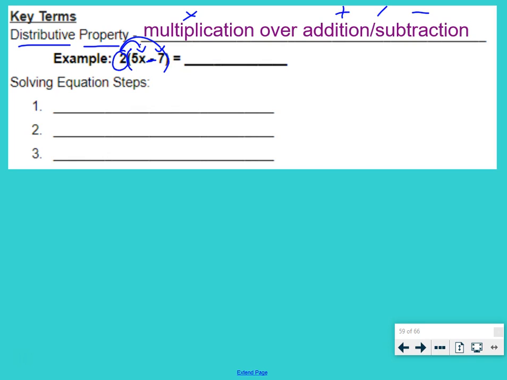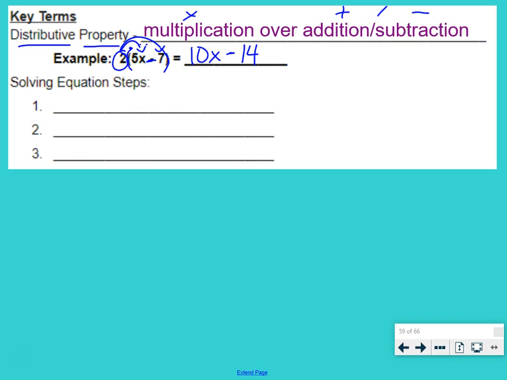So we're going to do 2 times 5x. Well, 2 times 5 is 10, and then we multiply that by x. We don't know what x is, so it just stays 10x. Minus, we bring over that minus sign. 2 times 7 is 14. So that would actually simplify to 10x minus 14. So now we have no parentheses, which is our goal.